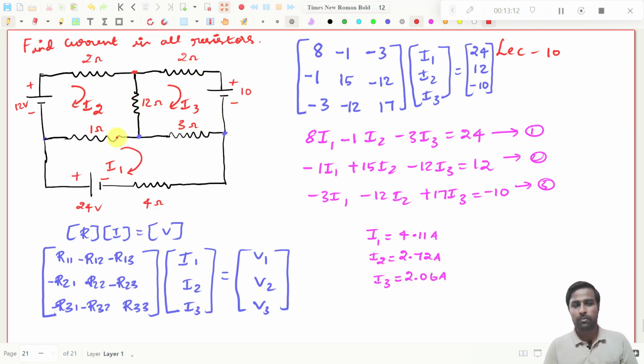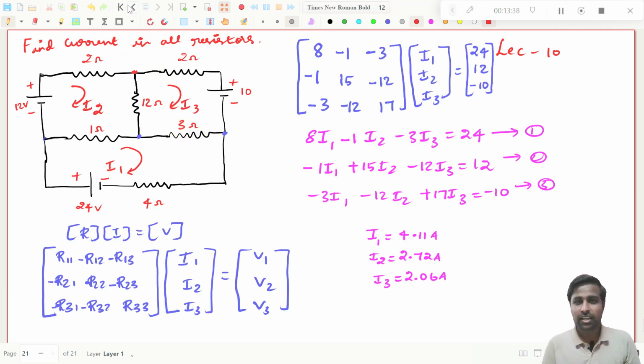But for this 12 ohm, this 1 ohm and 3 ohm, you need to apply KCL at this point to get the current through the 1 ohm resistor, apply KCL at this point to find the current in the 12 ohm resistor, and apply KCL at this point to get the current in the 3 ohm resistor. That we have found already, right? That we have found already.